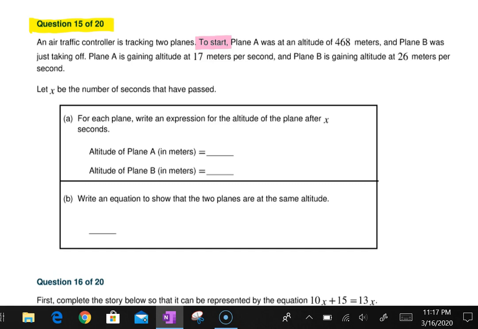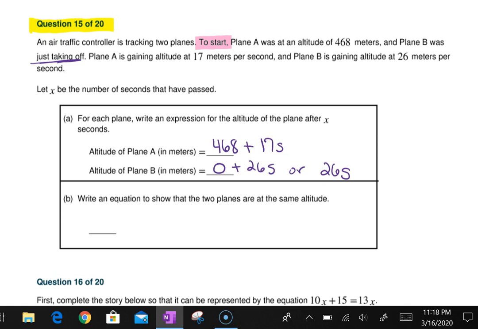So for each plane, write an expression. For the altitude of plane A in meters, it starts out at 468, and then for every second it's going to add 17 meters. And that's times s. For every second it rises by 17. The altitude of plane B is really going to start out at 0 because it's on the ground, it's just taking off. I'm sorry, that's plane B. And it's going to go up by 26 per second. So 26 meters per second, or we could just write that as 26s. We can leave off the 0.